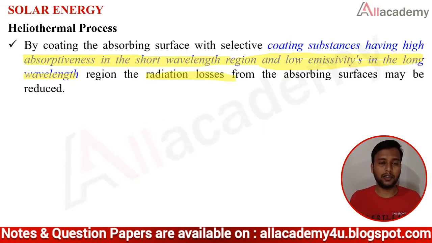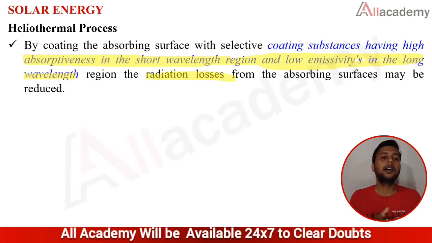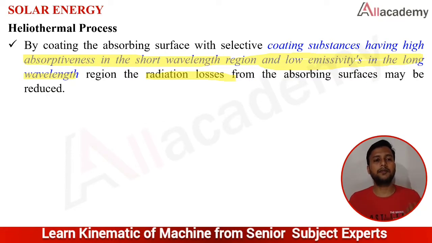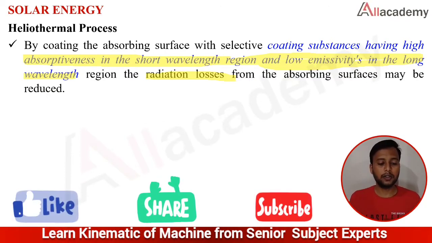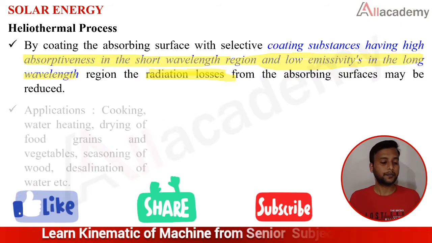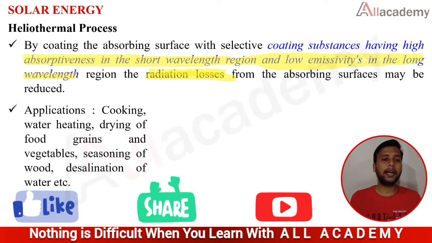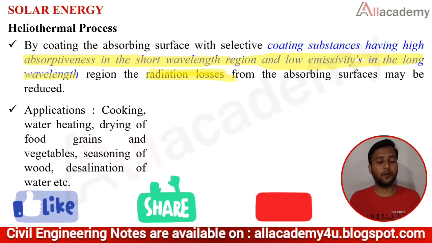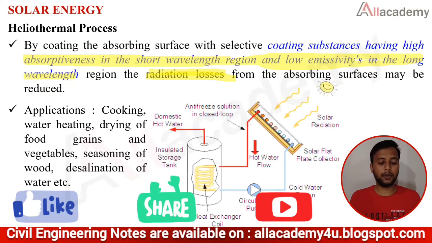So how are the radiation losses eliminated in the flat plate collector? By coating the substances which have a high absorptivity in the shorter wavelength and low emissivity in the long wavelength. By using such materials, we coat the surface to reduce the radiation losses. Now the applications of flat plate collectors are cooking, water heaters, drying of food grains and vegetables, and desalination of water. These are a few examples.